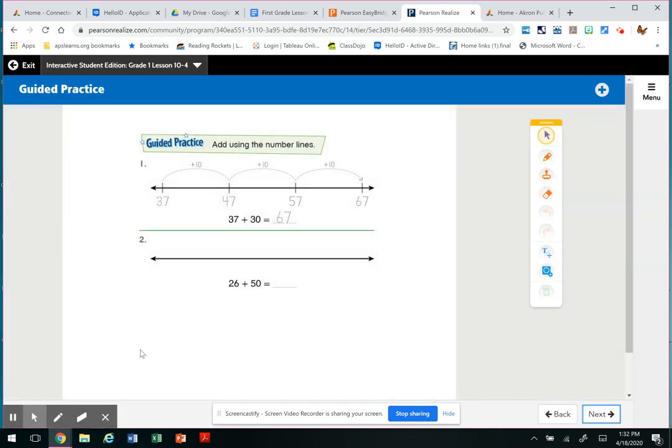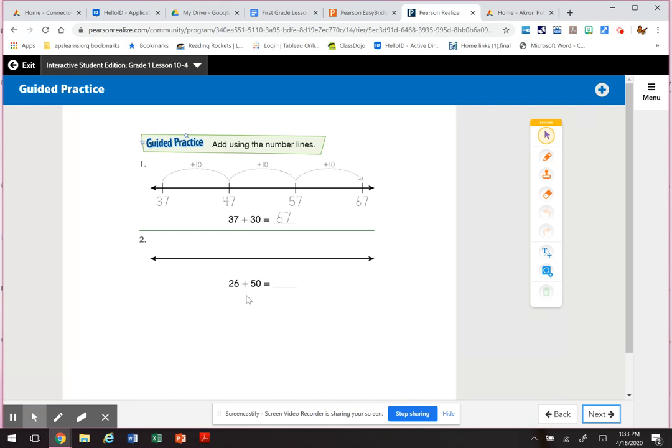In our guided practice, number 1, they've done for us. It's one of those trace-overs. So the problem is 37 plus 30. So they're adding 30. So they went 37, 47, 57, 67. So 37 plus 30 is 67. Now we're going to do number 2 together.